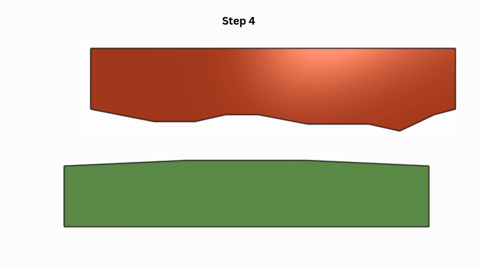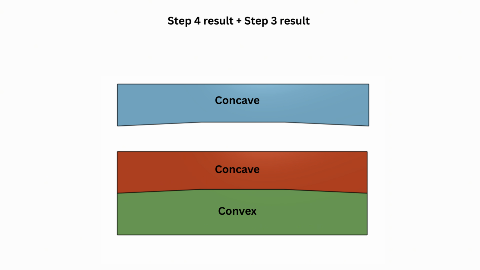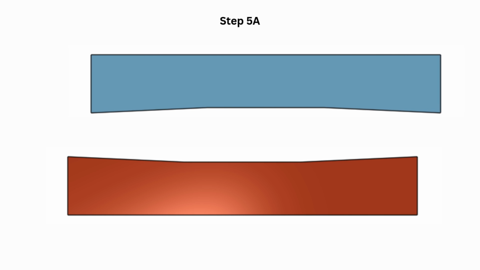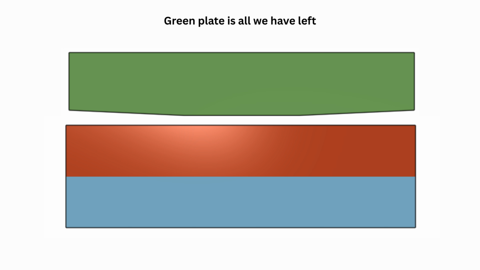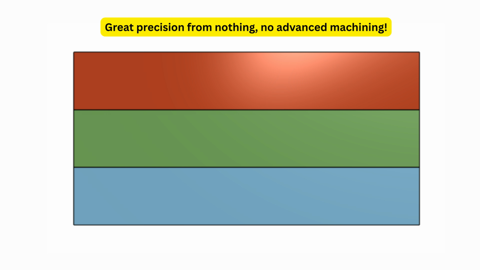In step 4, the green plate acts as the control, and the red plate is lapped against it. At the completion of this step, all 3 plates are of roughly equal flatness, but one, green, is convex, and the other 2 are concave. Next, in step 5, we move back to an alternating pattern and lap the 2 concave plates against each other. This results in 2 fairly flat plates. At this point, only the green plate needs to be brought up to the same level of flatness as the other 2. Finally, in step 6, the single convex plate is lapped against the blue control plate. The result is 3 plates that are in agreement with each other.